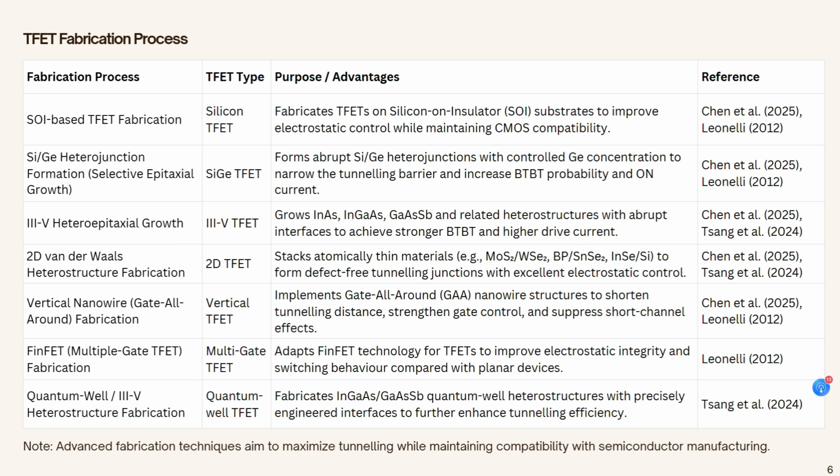Together, these studies demonstrate that there is no single perfect solution. Instead, researchers are balancing three key objectives: performance, manufacturability, and power efficiency.